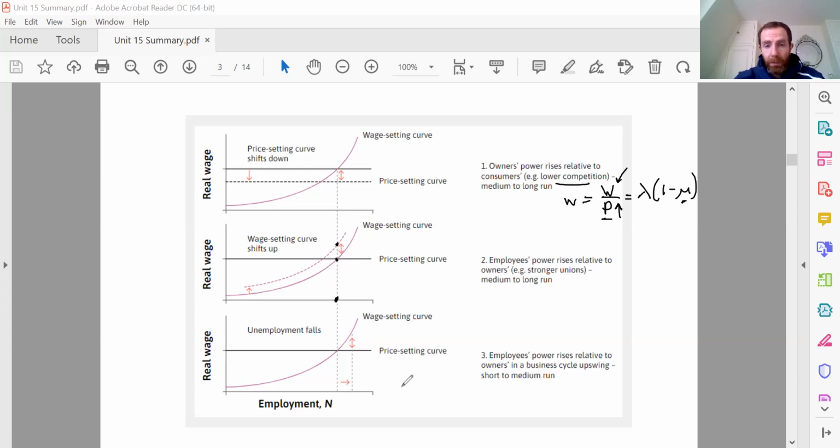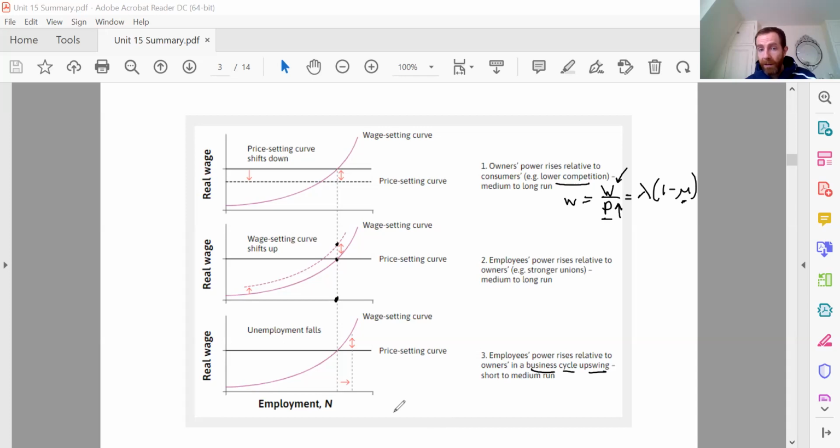And our third example is actually not a sort of fundamental change. You can see these first two, there's a fundamental change to what's going on in either the goods market or the labor market. Here, lower level of competition, here, stronger unions. This third example is actually a less fundamental change. It's just we are in a business cycle upswing. So what does that mean? It means that aggregate demand has increased.